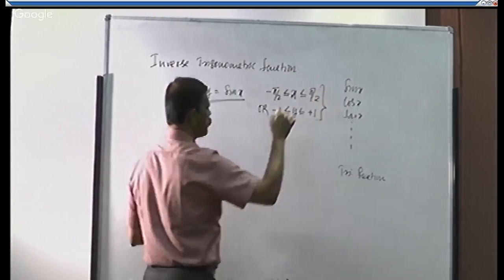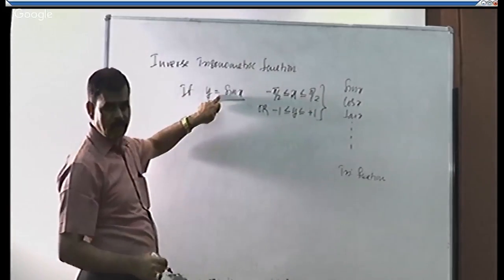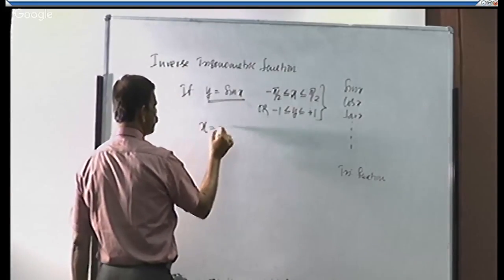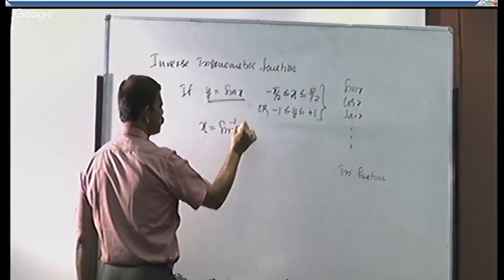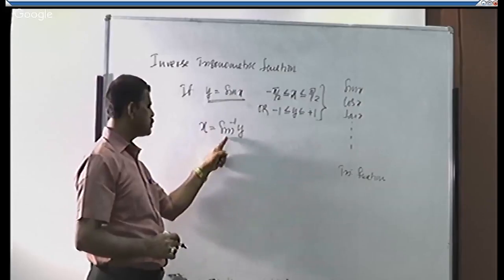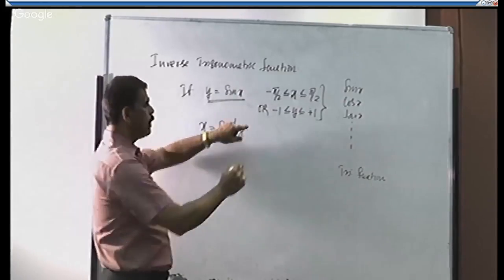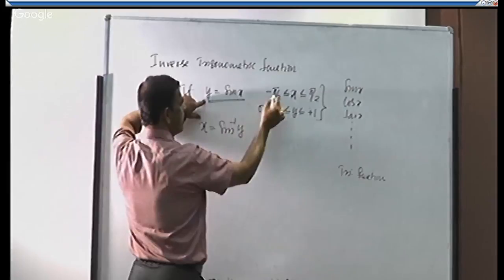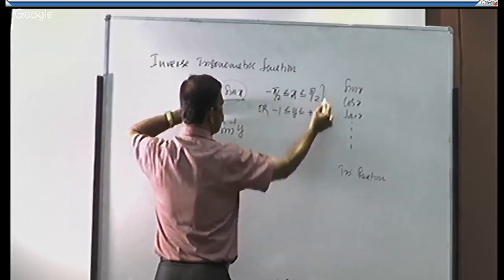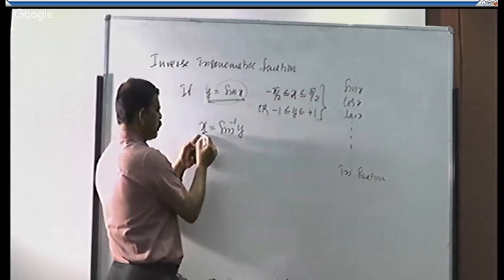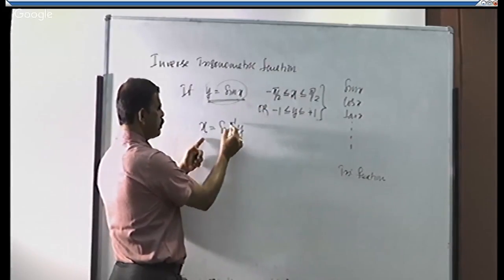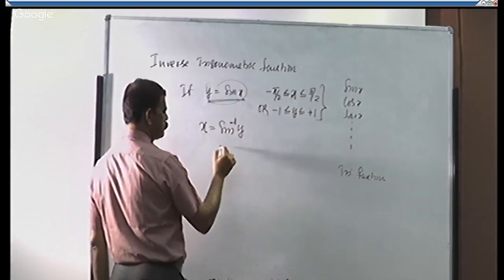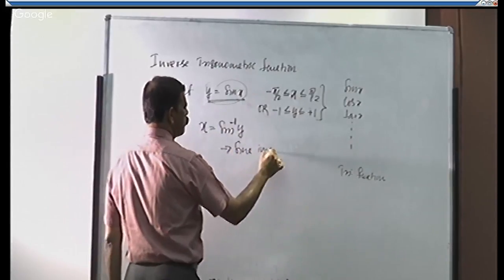If these two conditions are satisfied by this equation, then we can say that y is equal to sin x can be taken as x is equal to sin inverse y. It is read as what? x is equal to sin inverse y. Under which condition? Under this condition. If y is equal to sin x, and if these two conditions are satisfied, then we can say that x can be taken as sin inverse y. We should not call it a power. It is sin inverse y.